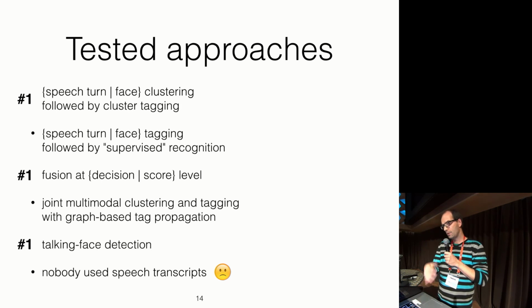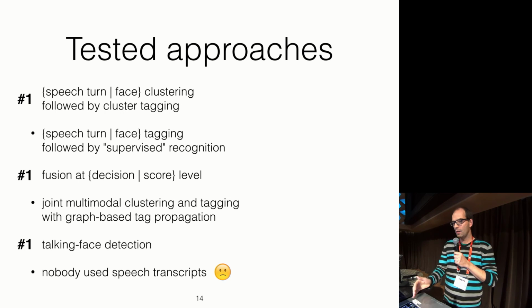So just to summarize, the winning team used this kind of approach: first clustering speech turns and faces and tagging the clusters, followed by fusion and talking face detection. The second team used this kind of approach, joint multimodal clustering and tagging with graph-based tag propagation. You'll know more about this approach later in their talk. And the third team used the other kind of approach, tagging specific shots and then using them for supervised recognition.